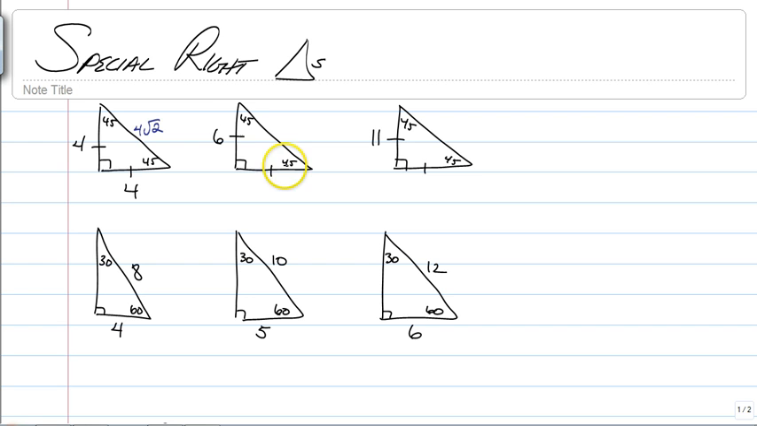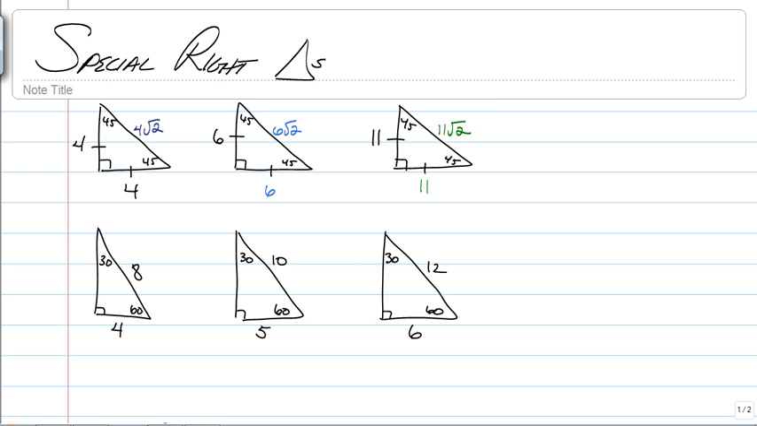So then over here, we're going to have another 45, 45, 90. So if this is 6, we know this is also 6. So if we did 6 squared plus 6 squared, that would give us 72. And the square root of 72 is going to be 6 root 2. So I'm seeing a pattern already. I'm sure you are as well. If this is 11 and that's 11, without even touching the Pythagorean theorem, we could make a guess. What do you think this side is? If you said 11 root 2, you are correct.